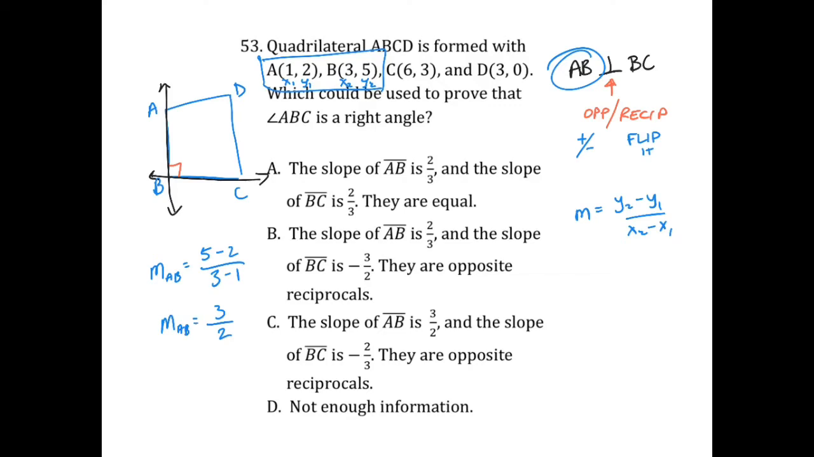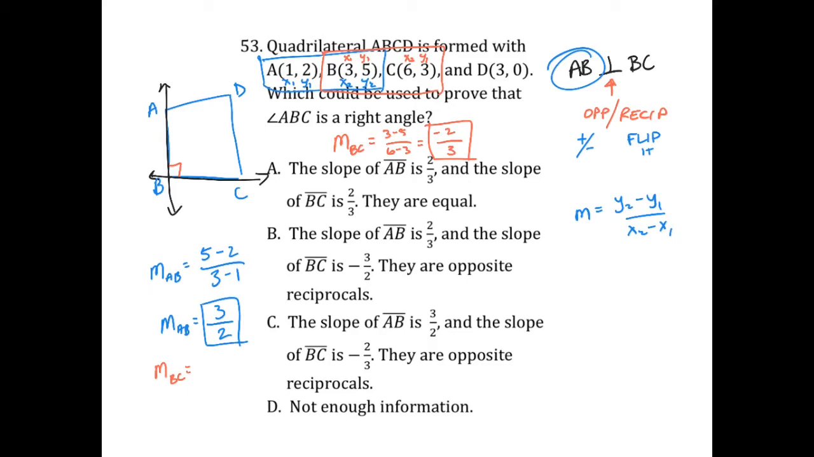All right? So that means if they're going to be perpendicular, then the slope of BC better be the opposite reciprocal of that. So let's test it real quick. The slope of BC, we'll call this x1, y1, and x2, y2. We'll subtract our y's, 3 minus 5. We'll subtract our x's, 6 minus 3. 3 minus 5 is a negative 2. 6 minus 3 is 3. So the slope of that guy is negative 2/3.